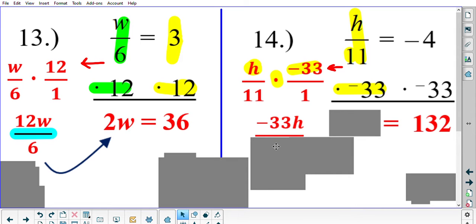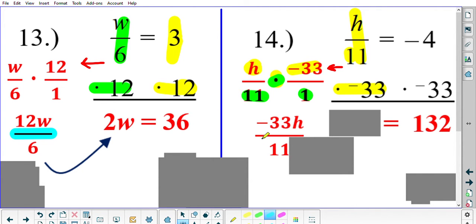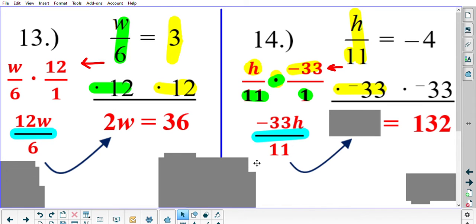All right, put your fraction bar. Let's now multiply the denominator times the other denominator. 11 times 1 would give me simply 11. The fraction bar, as I've told you before, means to divide. So negative 33h over 11 is like saying negative 33h divided by 11. And negative 33 divided by 11 would be negative 3, and then the h obviously would stay, and that is how the left-hand side of this problem becomes negative 3h.